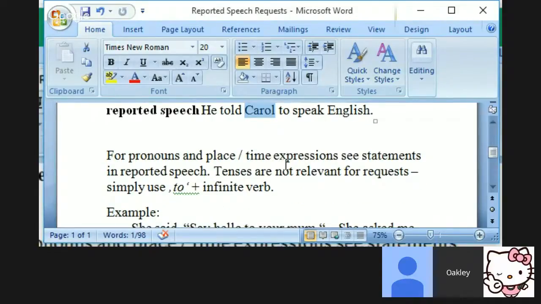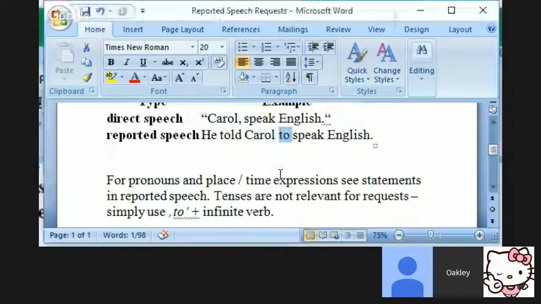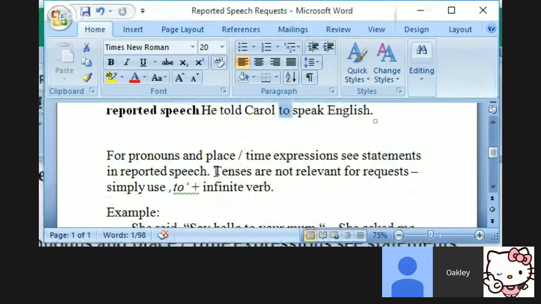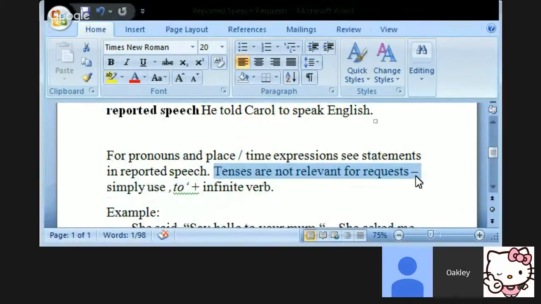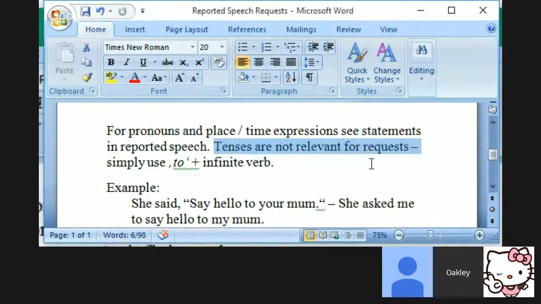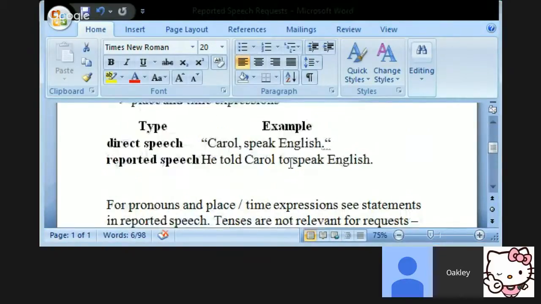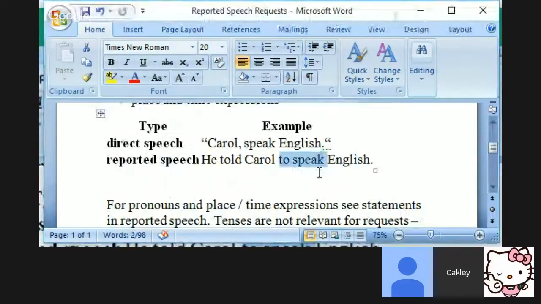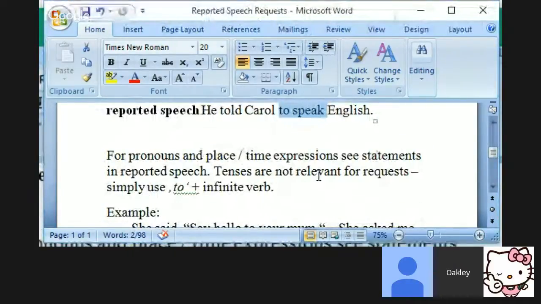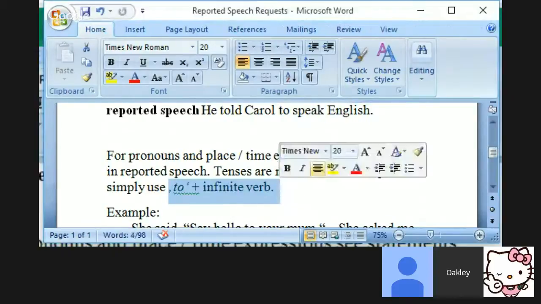What's happening here is we have to include "to" for commands. For requests or commands, tenses are not relevant. So actually it's a little bit easier doing reported speech because we don't really have to worry about the verb tense, because what we're doing is changing it to an infinitive verb, to speak. Infinitive verbs don't have tense. It's the base form of the verb plus "to" in front. To plus the infinitive verb.